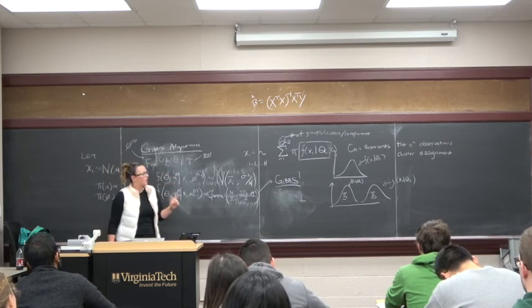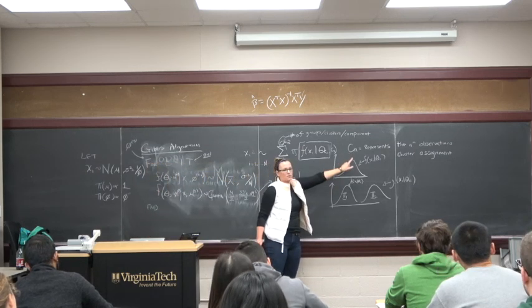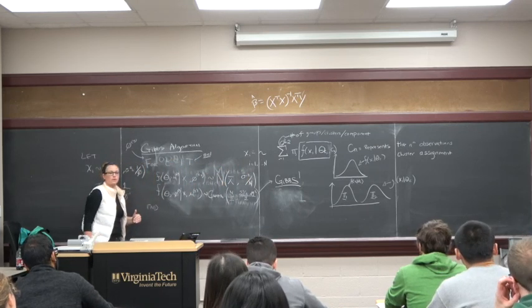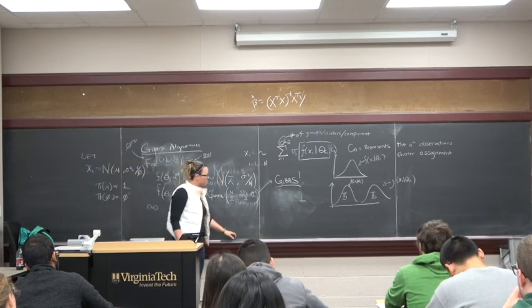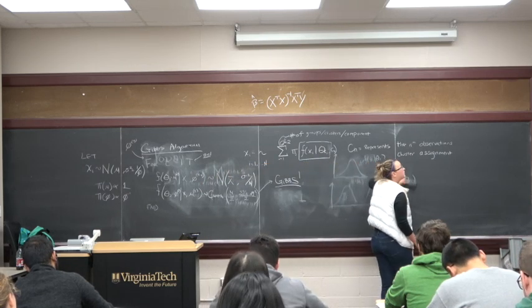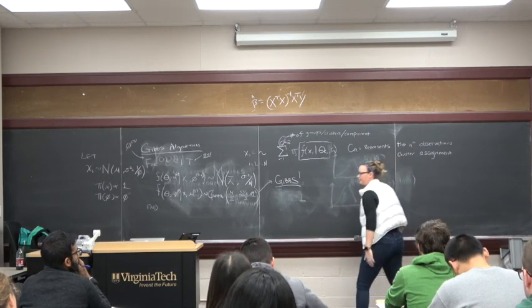Okay, so the question is, how do we estimate this idea into the Gibbs sampling? Okay? I'm going to draw you an example.